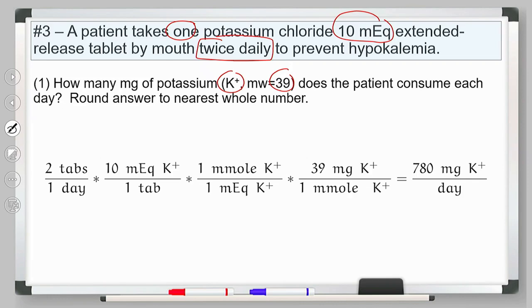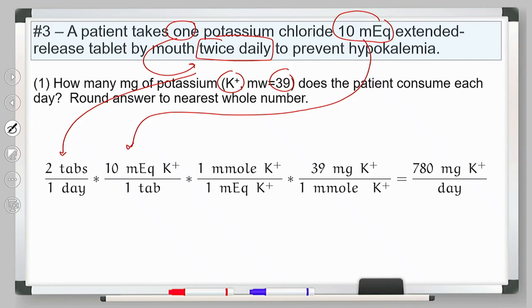All right, let's just do this. I kind of skipped this step, but there's 1 tablet, how often? Twice a day. So how many tablets per day? 2 tablets per day. That's where I'm starting off. That's where the 2 tablets come from per day. It was a little bit of a trick. Each tablet contains 10 milliequivalents. So 2 times 10 is 20 milliequivalents of potassium. That's how much they're getting from their tablets.